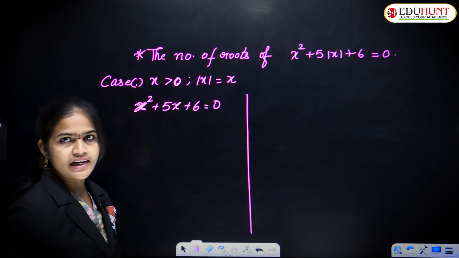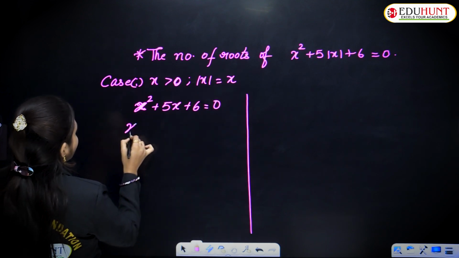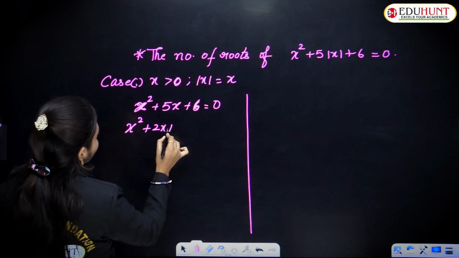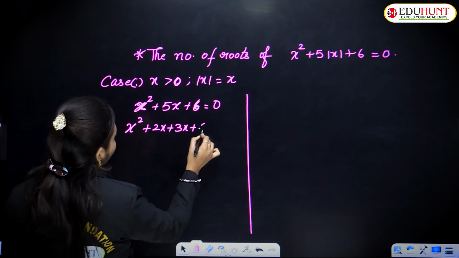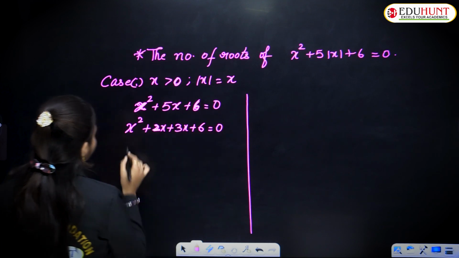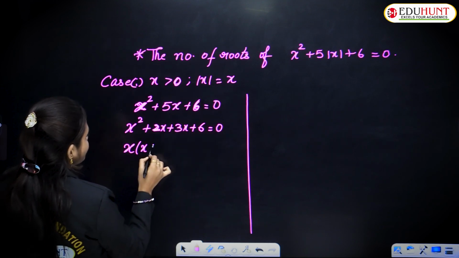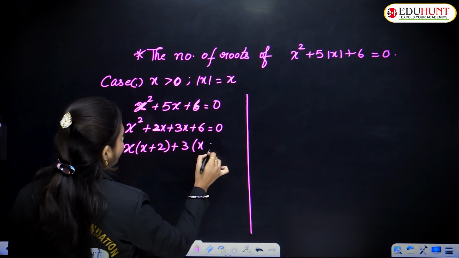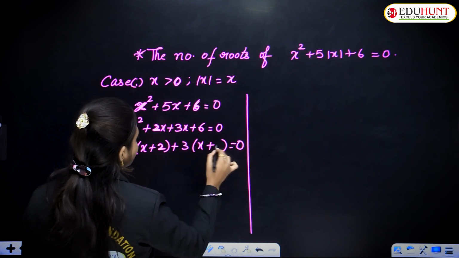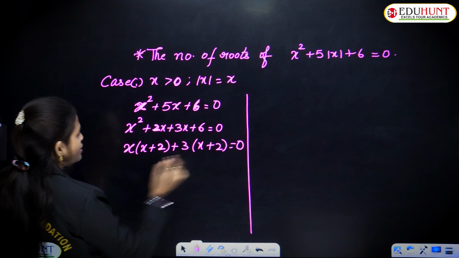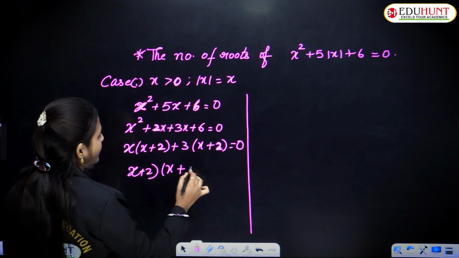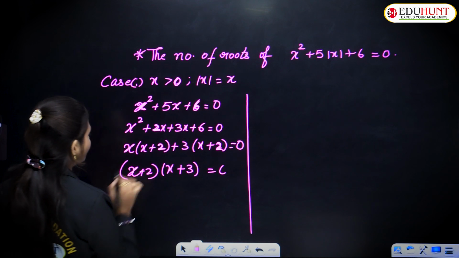So this is one of the conditions. Splitting it, x² + 2x + 3x + 6 = 0. From this one take x as common, so x + 2. Already we did this one, so that's why I am writing like this, which equals 0. From these two terms take x + 2 as common. The leftover is x + 3, which equals 0.